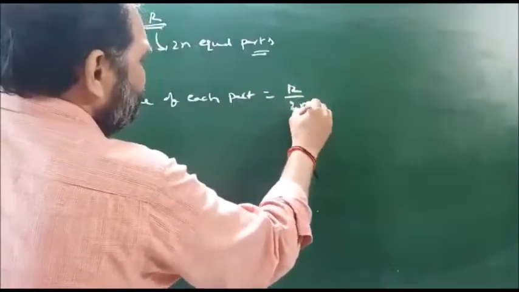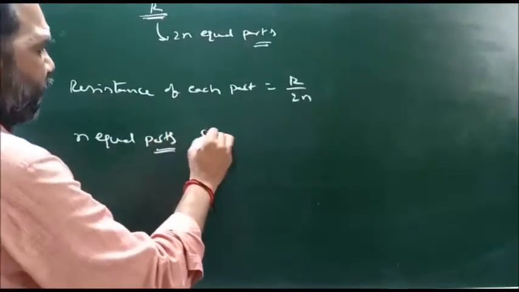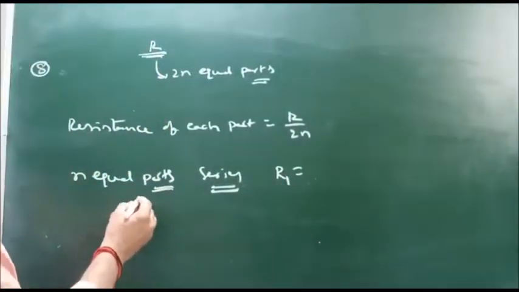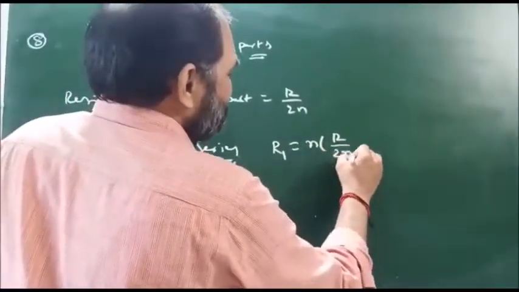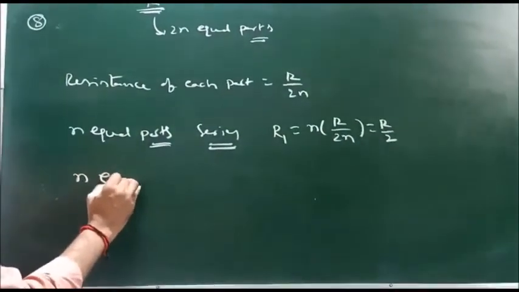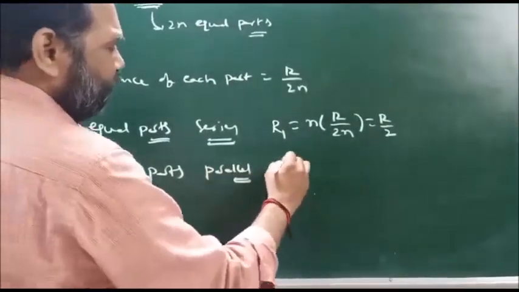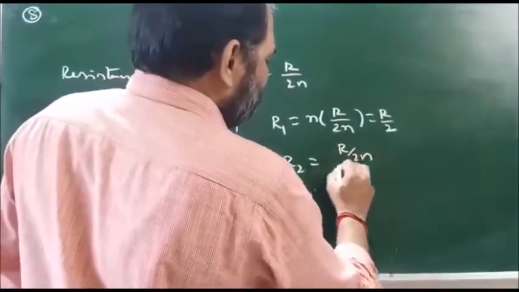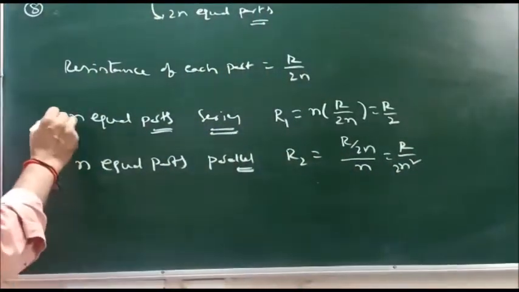R by 2n. So in this case, n equal parts are connected in series combination. Let the effective resistance of these n equal parts in series combination be R1. Then we say that it is nothing but n into R by 2n, which we can get as R by 2. After that, the remaining n equal parts are connected in parallel combination. In this parallel combination, let the effective resistance be R2. Then R2 is equal to R by 2n whole by n, that is nothing but R by 2n square.